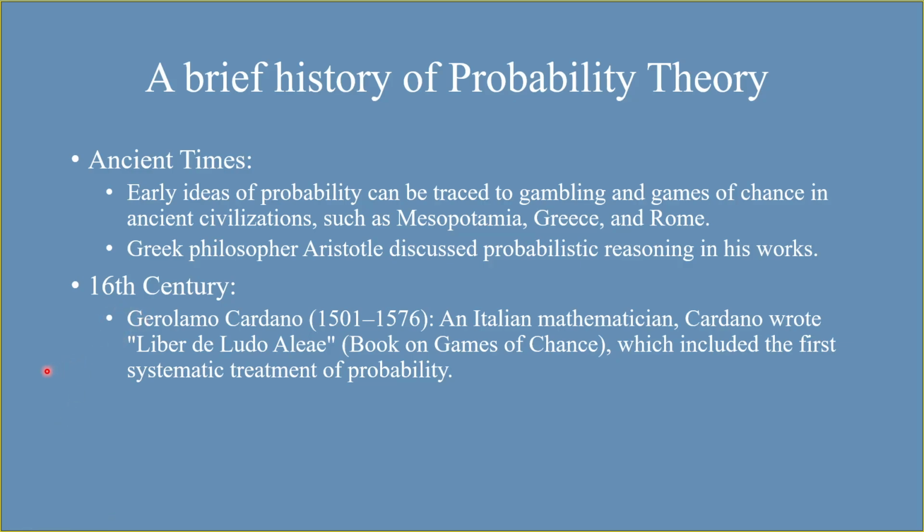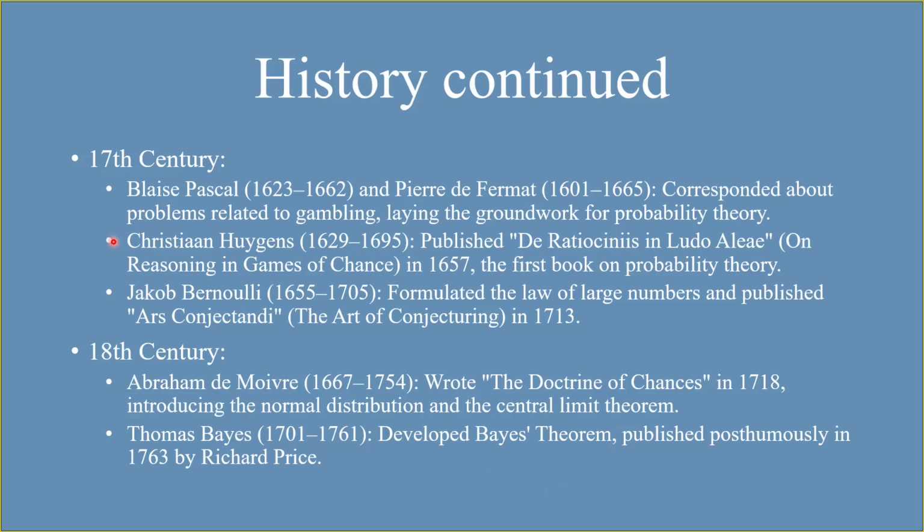In the 16th century, Girolamo Cardano, an Italian mathematician, wrote Liber de Ludo Aleae, a book on games of chance, or probability, which included the first systematic treatment of probability. In the 17th century, Blaise Pascal and Pierre de Fermat corresponded about problems related to gambling, laying the groundwork for probability theory. Also in the 17th century, Christiaan Huygens published De Ratiociniis in Ludo Aleae in 1657, the first book on probability theory. It continues in the 18th century: Abraham de Moivre wrote The Doctrine of Chances in 1718, introducing the normal distribution as a central limit theorem.